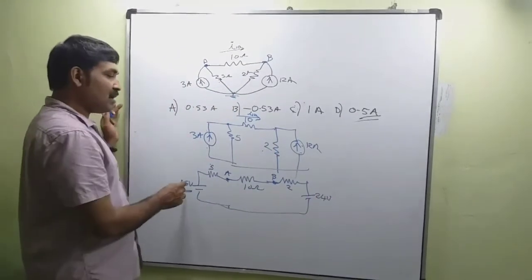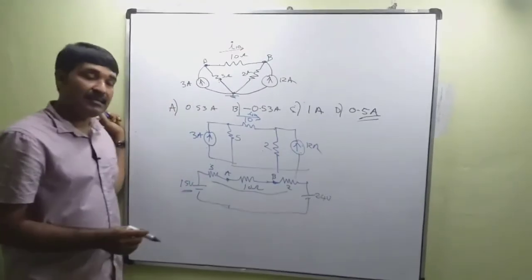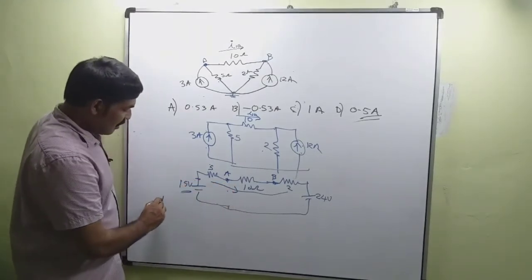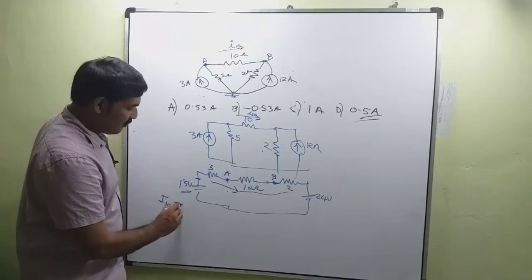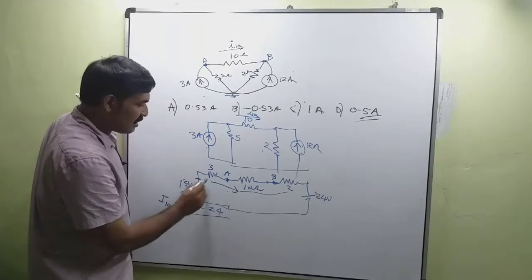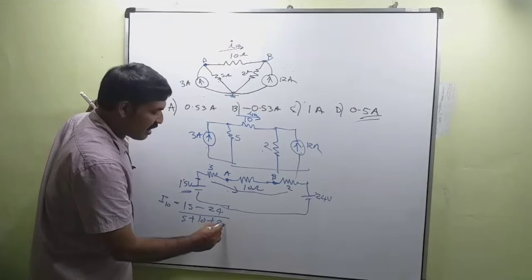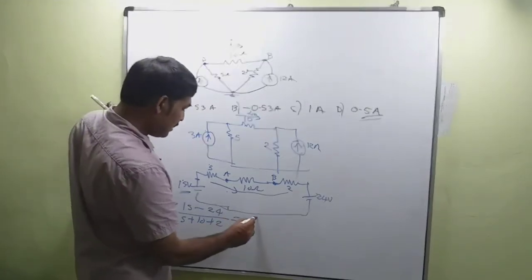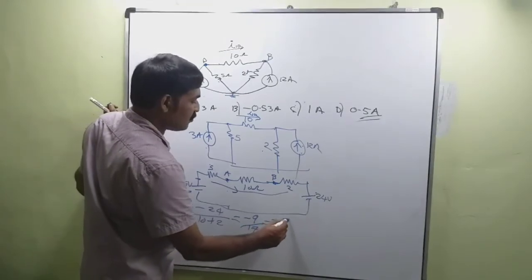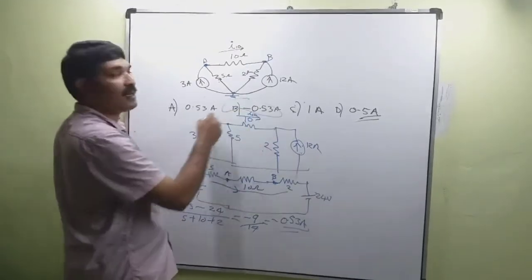So we have 2 batteries and 3 resistances connected in series. So current I, that is I10, is equal to 15 minus 24 divided by 5 plus 10 plus 2. That's the value of the resistance. That is equal to minus 9 divided by 17, that is equal to minus 0.53 amps. So B is our correct option.